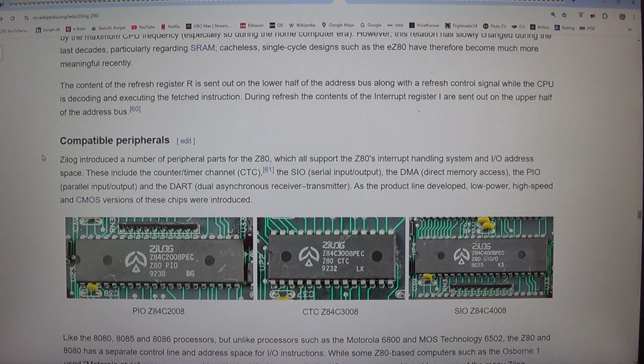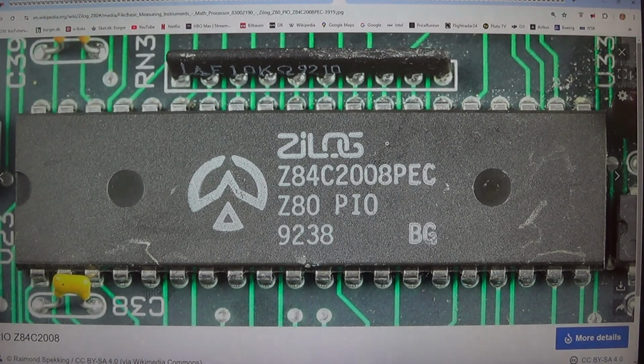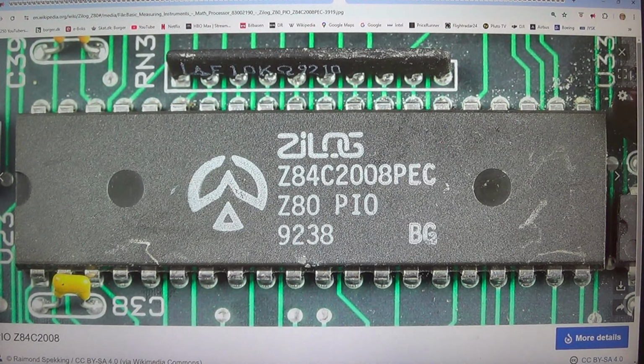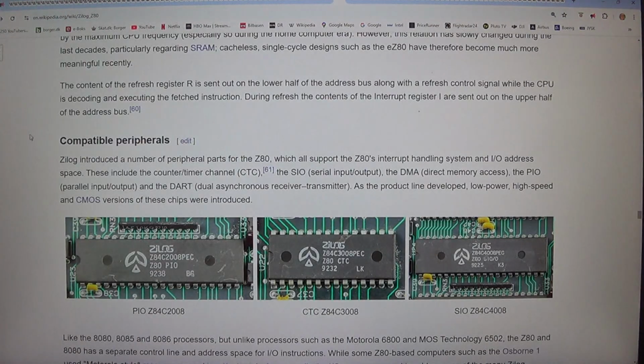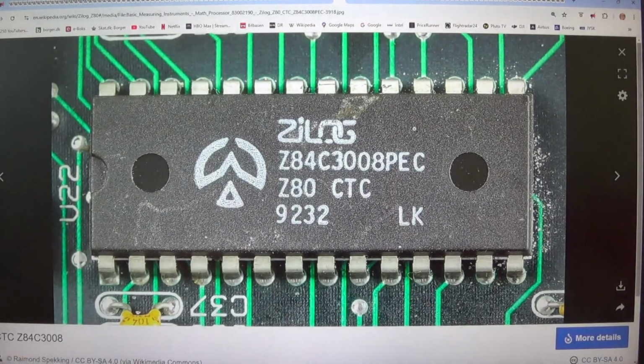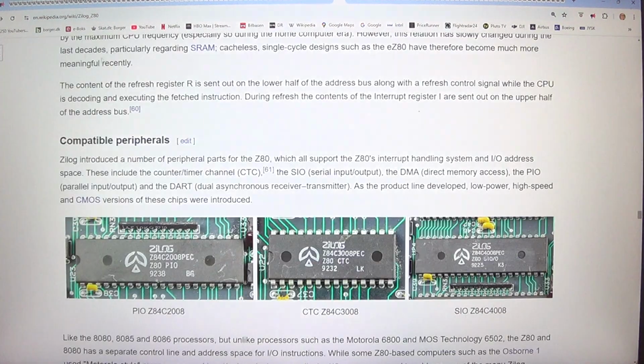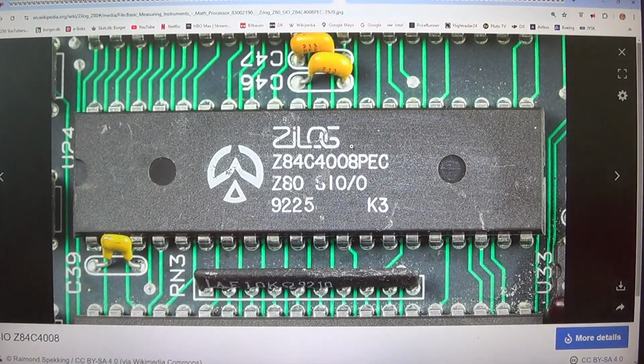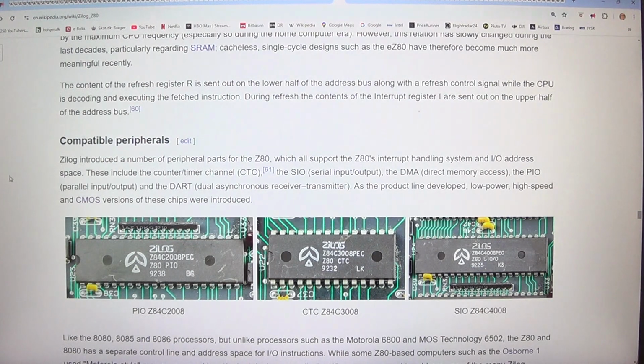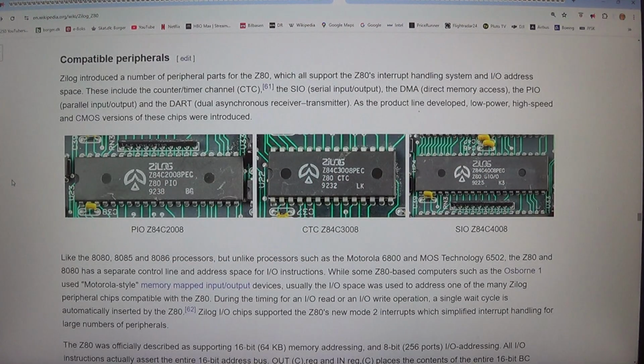address space. These include the counter/timer channel, CTC, the SIO, serial input/output, the DMA, direct memory access, the PIO, parallel input/output, and the DART, dual asynchronous receiver transmitter. As the product line developed, low power, high speed and CMOS versions of these chips were introduced.